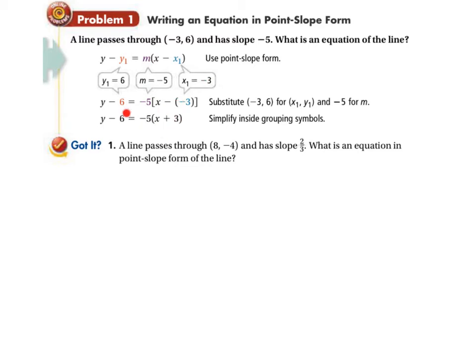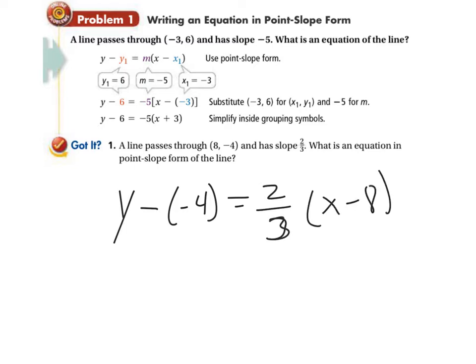So again, make sure you pay attention. That's one of those things that kids get hung up on when they're working. And you got it. We can just handle that right here, right now. A line passes through the following point, 8, negative 4, has a slope of 2/3. So y minus negative 4 equals 2/3 times x minus 8. Obviously over here we've got this double negative thing going on, so we're going to have y plus 4 equals 2/3 times x minus 8.